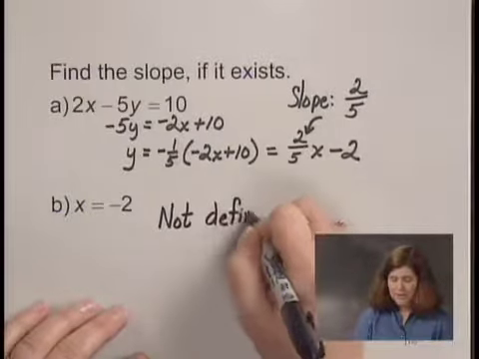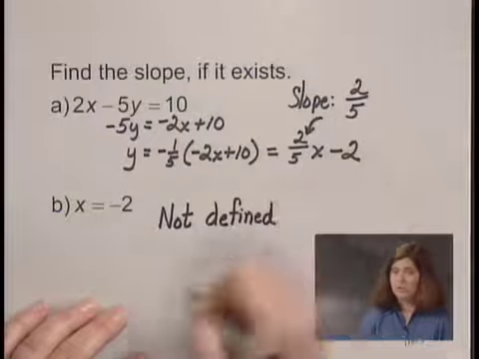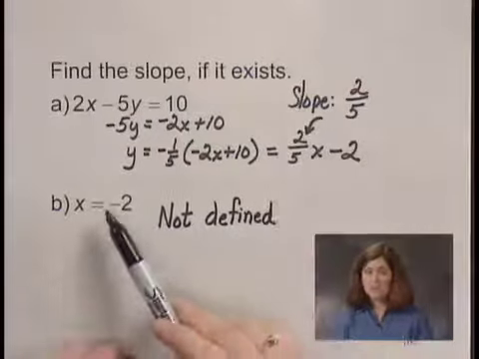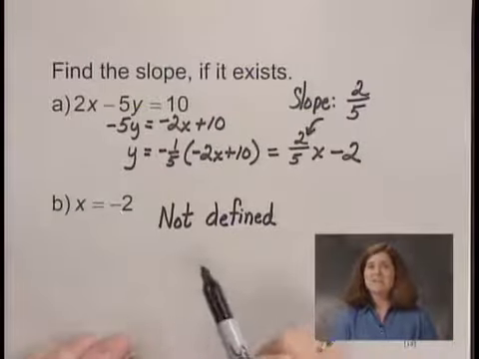And you want to be careful not to write there is no slope or zero slope. The slope is not 0 here. The slope is not defined.